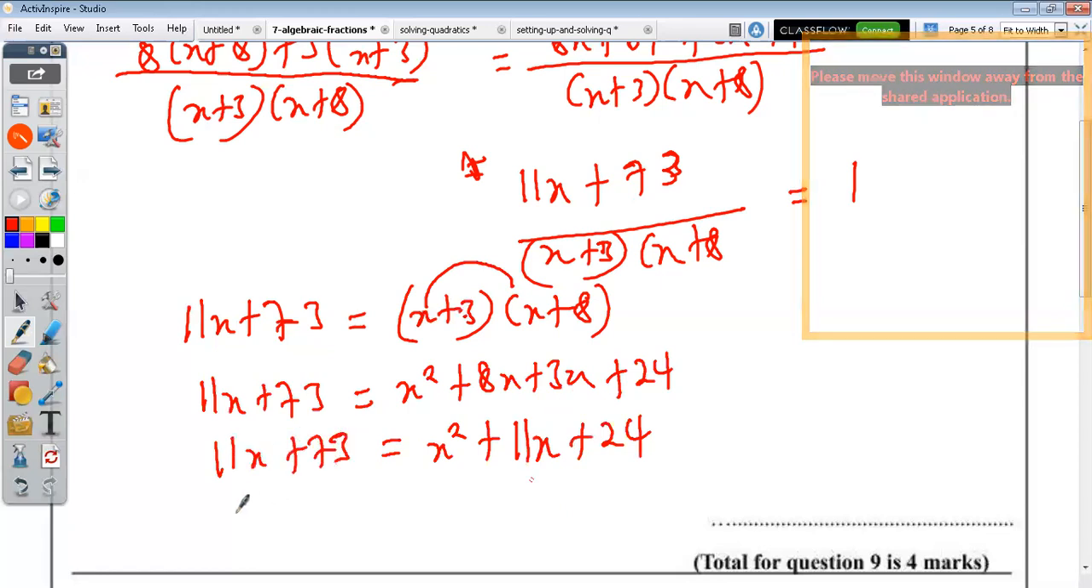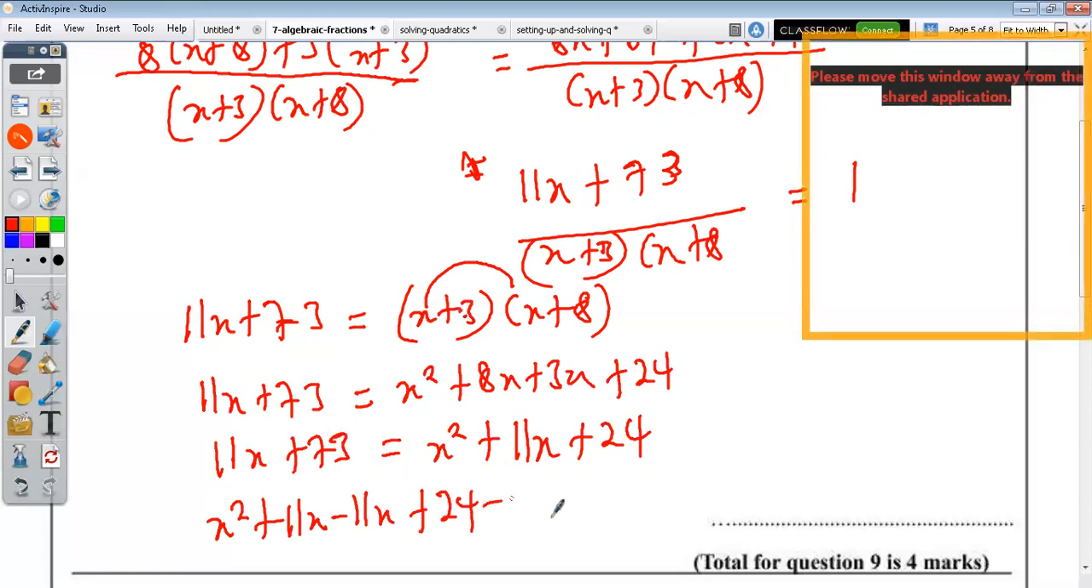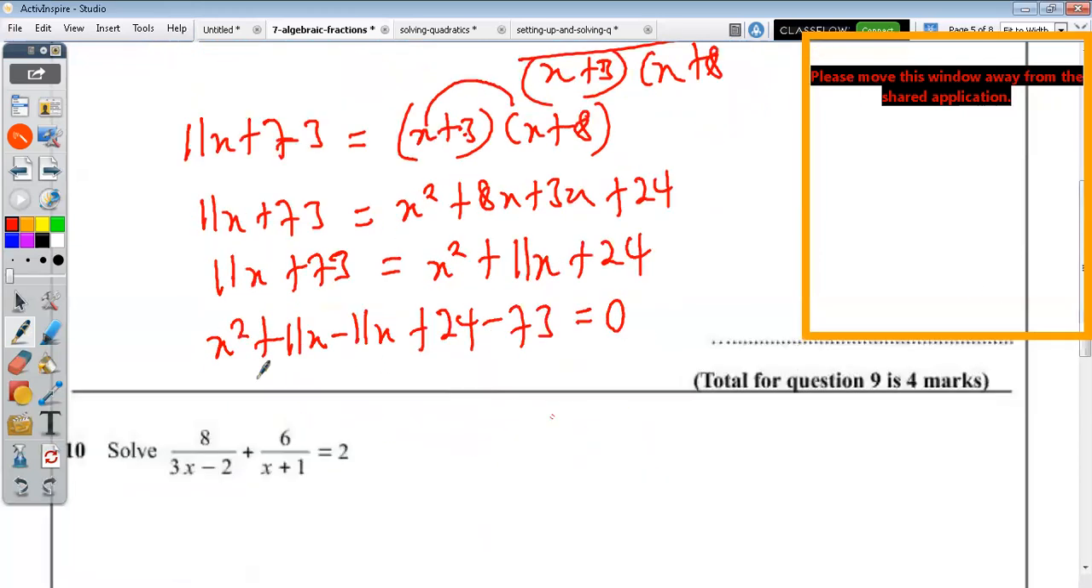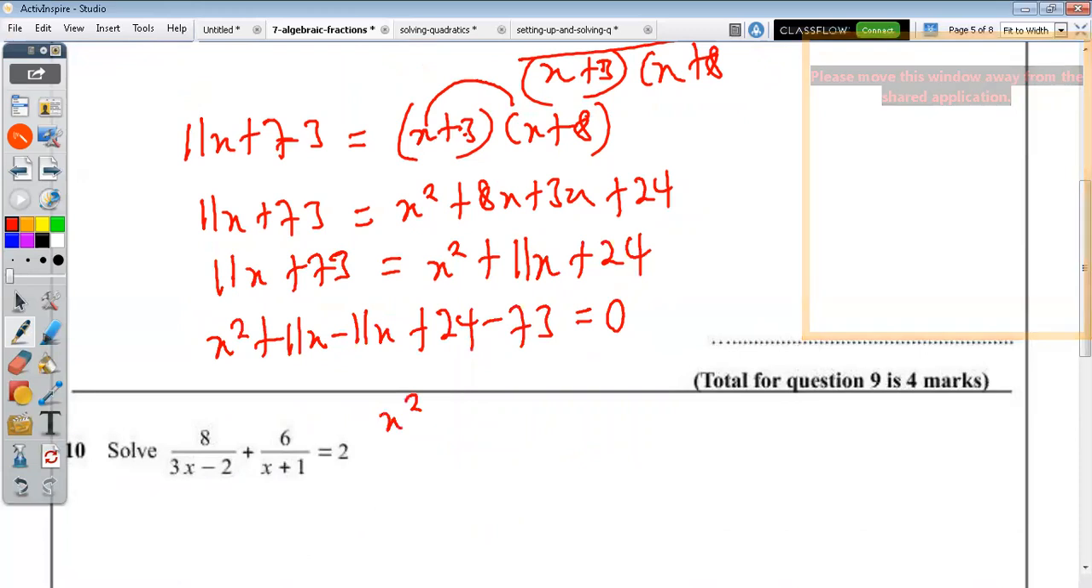Move everything on one side. I have x squared plus 11x. If I bring the 11x over, it becomes minus 11x, plus 24. Bring this to the other side, it becomes minus 73 is equal to 0. Now this eliminates that. X squared, what's 24 minus 73? 24 minus 73, what do you get? Negative 49. Negative 49 is equal to 0.